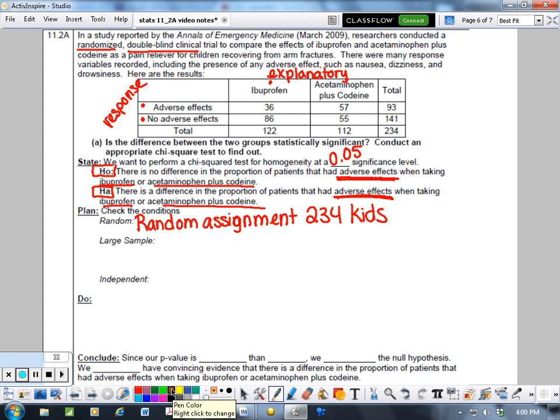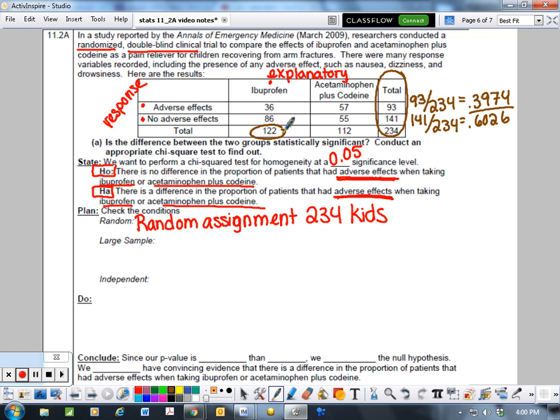So we're going to go ahead and pretend that there's no explanatory variable. We're going to put it all together. We're pulling it all together into that total. So we expect 93 out of 234 to have adverse effects. And that gives me 0.3974. And then I'd expect 141 out of 234 to have no adverse effects. So that's 0.6026.